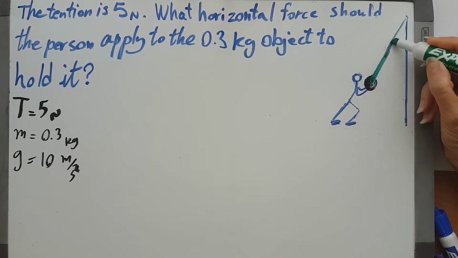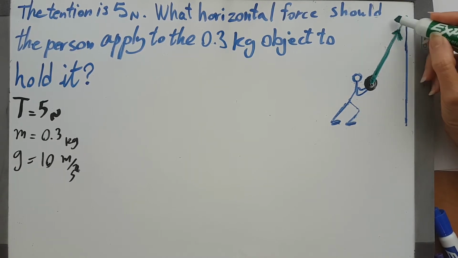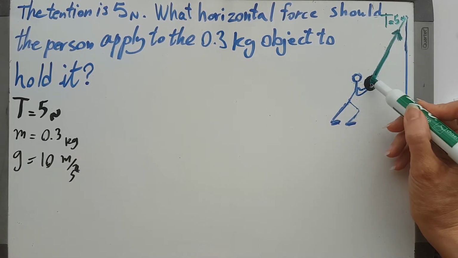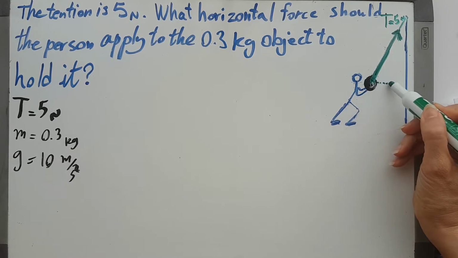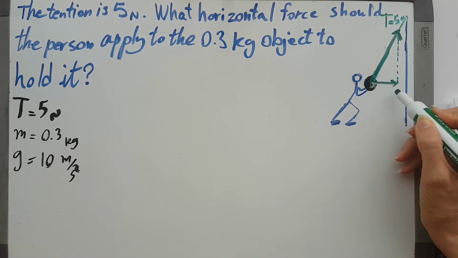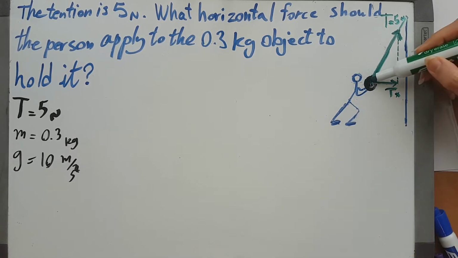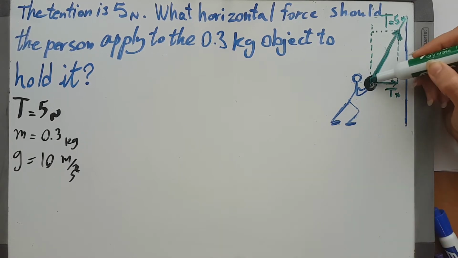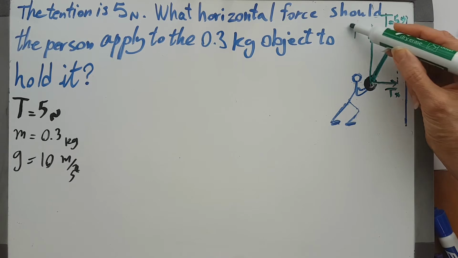In here, for example, we have the T. T equals 5 newtons. We better divide the T into its components. We draw perpendicular to the x-axis, and this would be the Tx. We draw perpendicular to the y-axis, and this would be our Ty.